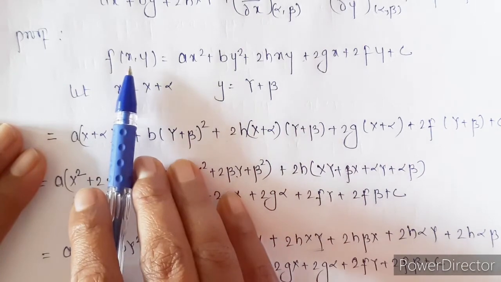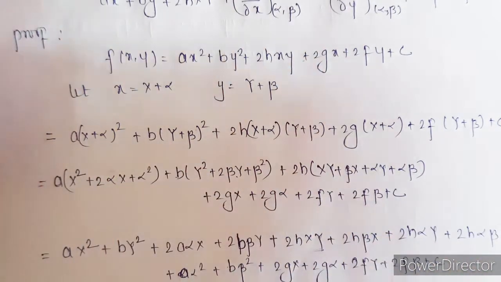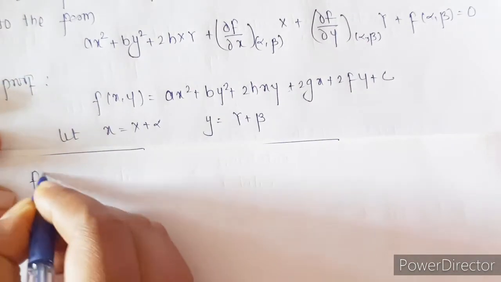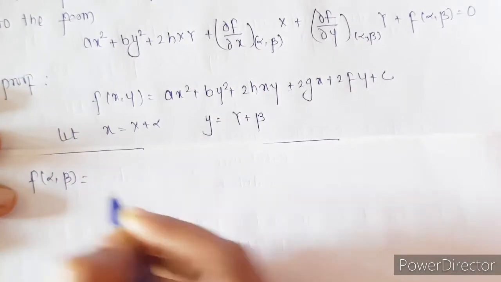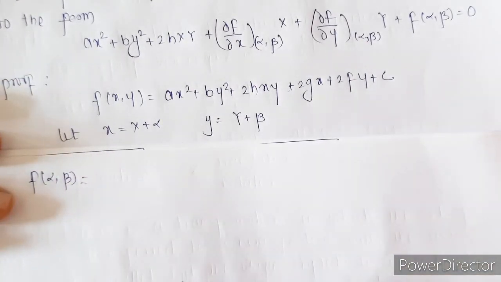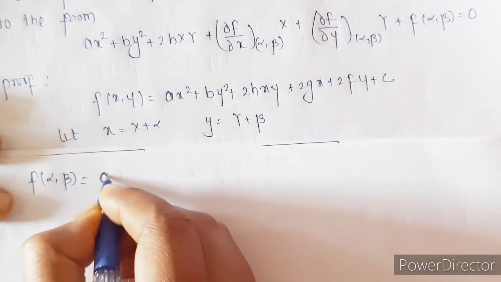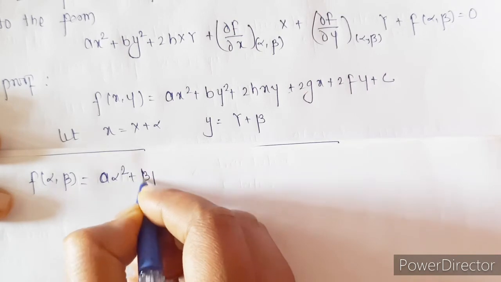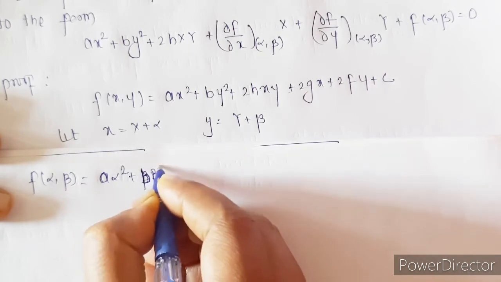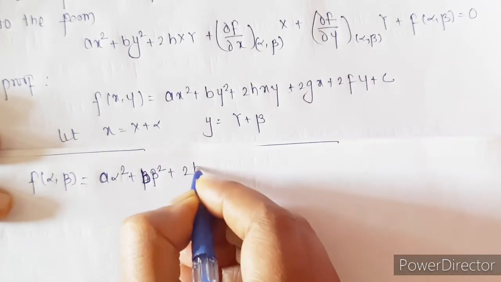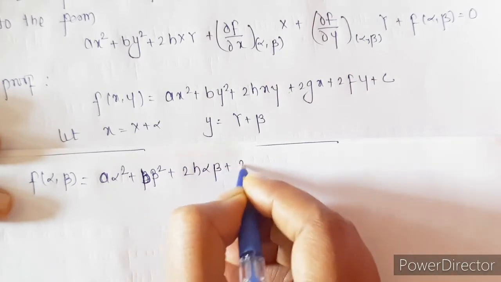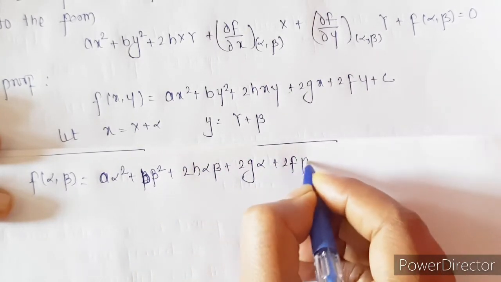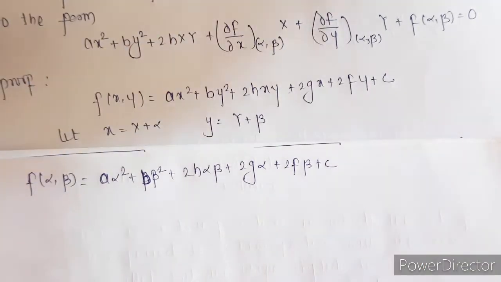Now suppose I want f of α, β. This is f of x comma y. And suppose I want f of α, β, the equation in terms of α and β. So this will be aα², bβ², 2 times hαβ, 2gα, 2fβ plus c.